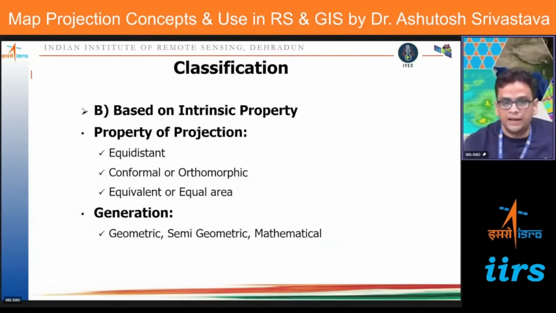Based on the intrinsic property, we divide them into equidistant, conformal, and equal area, and by generation, geometric, semi-geometric, and mathematical. Like that we can classify them into different categories.